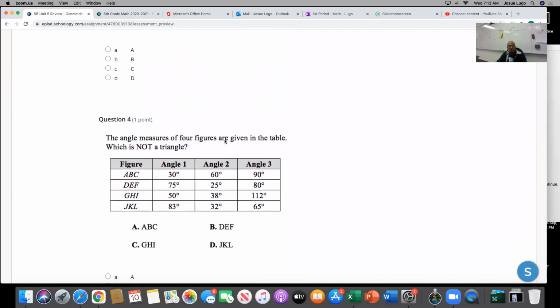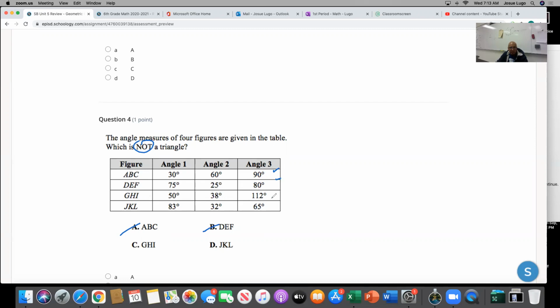Again, the angle measures for 4 given figures are given in the table. Which of those is not a triangle? So same thing, they have to measure up to 180. Here, 30, 60, and 90, that is 180, so this one is a triangle. So that's not the one I'm looking for. 75 plus 25, that's 100 plus 80 is 180. So DEF is a triangle. Those are not the answers.